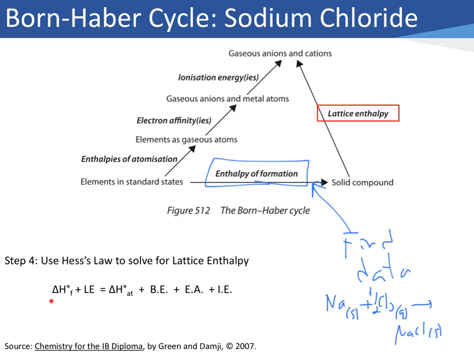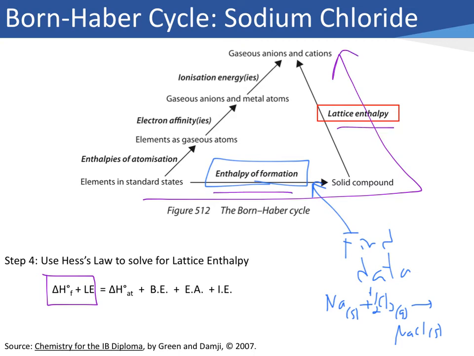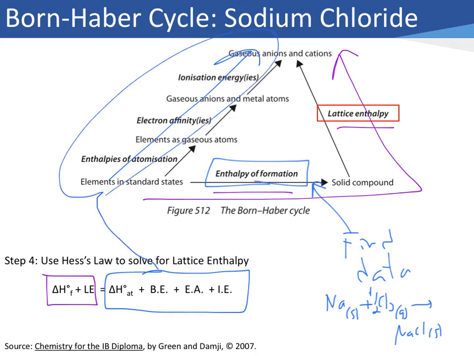Hess's law essentially says that the delta H of formation plus the lattice enthalpy is equal to the atomization plus the bond energy plus the electron affinity plus the ionization energy. So let's take a look here and see if we can make sense of this. This process is these two processes combined. It's the enthalpy of formation and the lattice enthalpy. This process is all of these combined: enthalpy of atomization, bond enthalpy, electron affinity, and ionization energy.